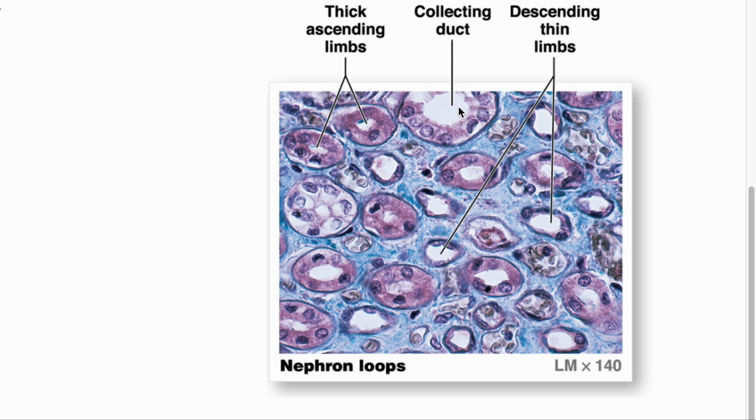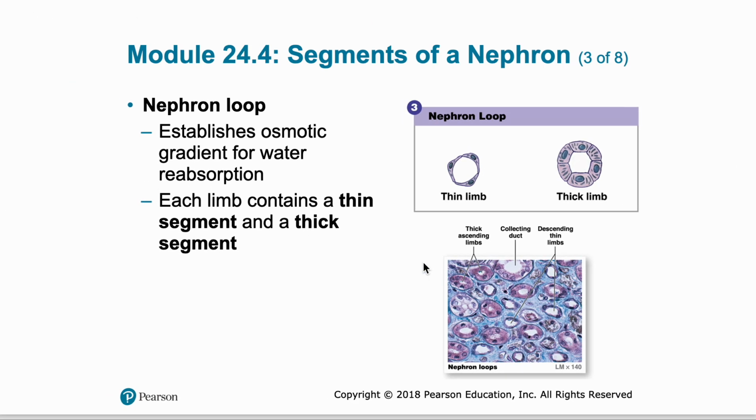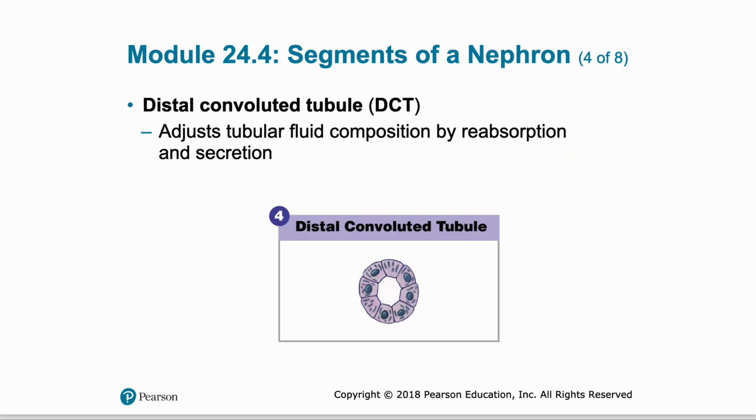Oh, and that's a collecting duct, so that makes sense because they're actually even larger, which is why we're getting those really nice cells. Our thick ascending limbs are right here, and again, there's some really good simple cuboidal cells right there. All right, so that is our nephron loop.